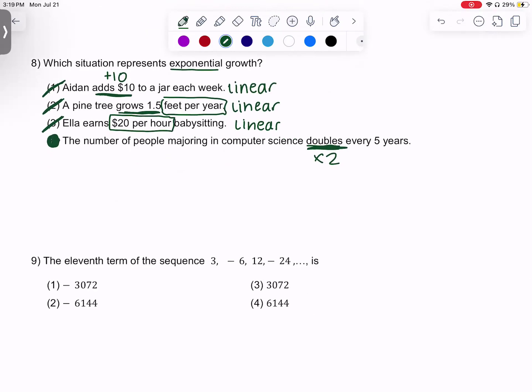Number 9, the 11th term of the sequence is... So the long way to do it is just to write out 1, 2, 3, 4, 7 more slots. And you just keep multiplying by -2. That's the pattern here. Multiplication, and it's by a negative number. But we should remember that multiplying in a sequence is geometric. And we're given this formula on the day of the test.